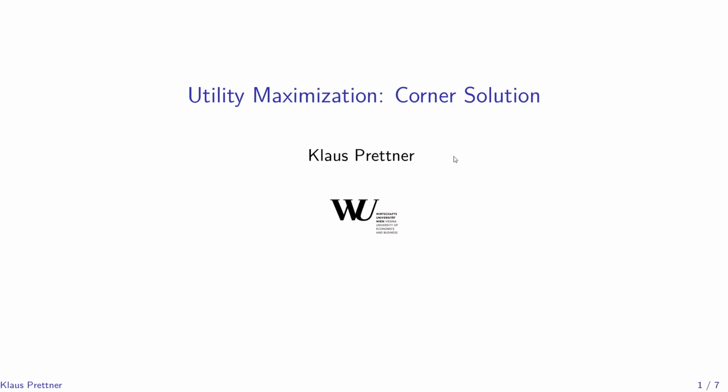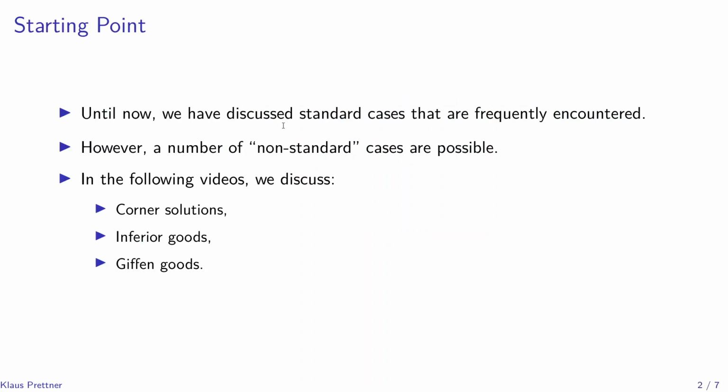In this video, we focus on a non-standard outcome of utility maximization, a corner solution. Until now, we've discussed the standard cases that we frequently encounter, so normal goods, where income rises imply that we consume more of both goods, and if there is a price change, then there is a shift. Substitution effect usually, and then it depends on whether it's stronger or weaker than the income effect, and so on and so forth. But there are a number of non-standard cases that we also need to discuss. The first one will be corner solutions, the second one inferior goods, and the third one Giffen goods.